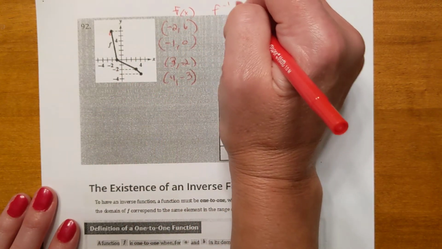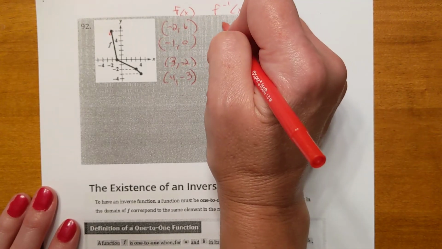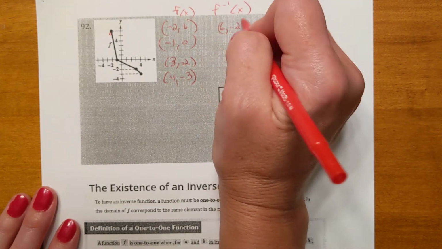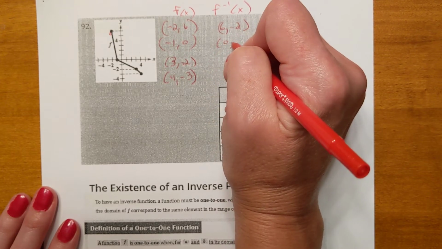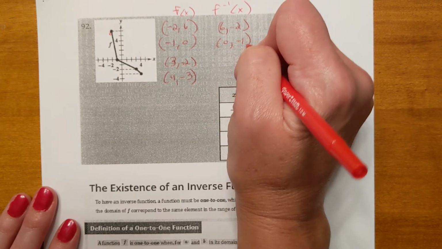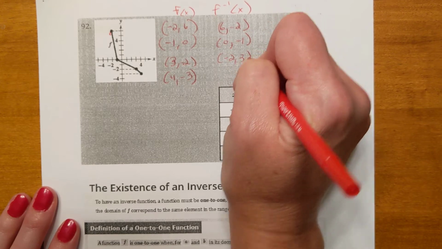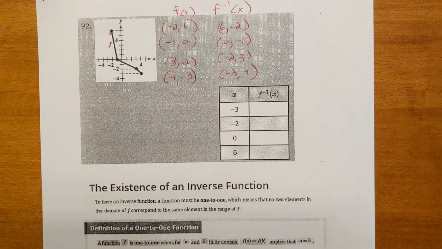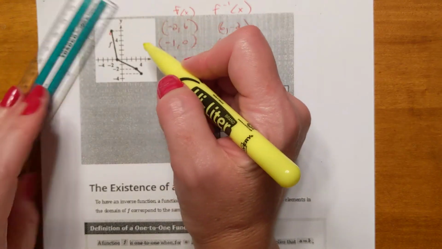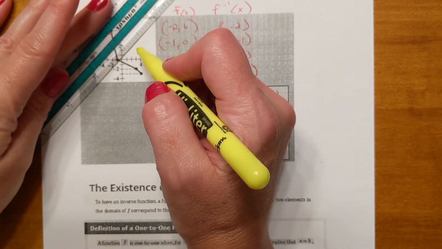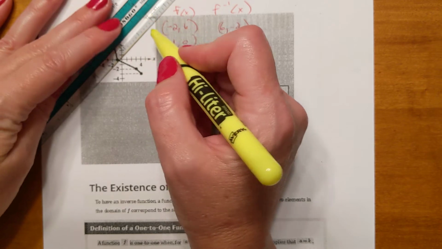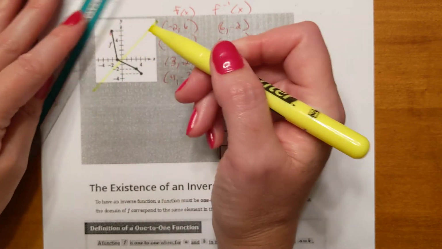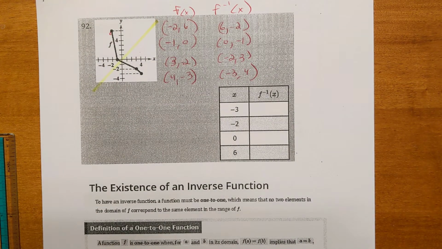So for the inverse, you just flip the x and the y. Those become (6, -2), (0, -1), (-2, 3), and flip the last one, (-3, 4). So you just flip the x and the y all the way down. Again, this is going to flip over the line y equals x, going through (0, 0) with a slope of 1. So it's going to flip over that line.